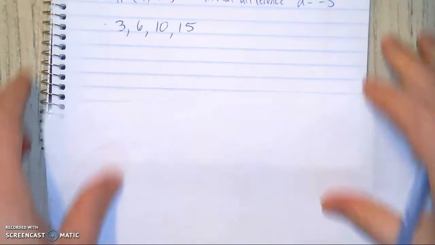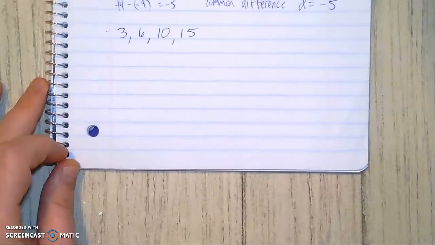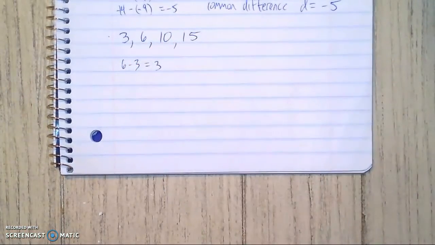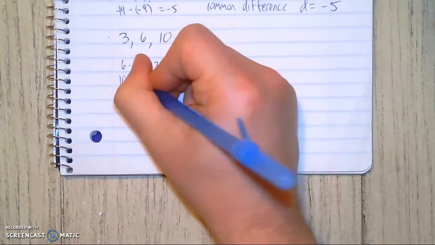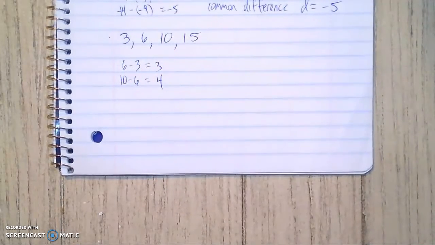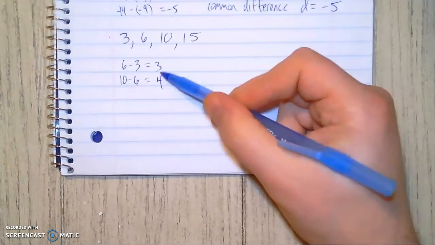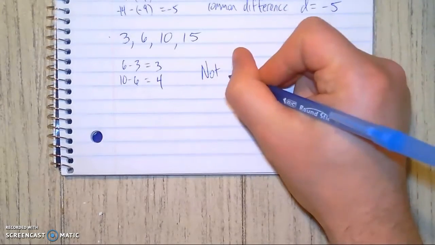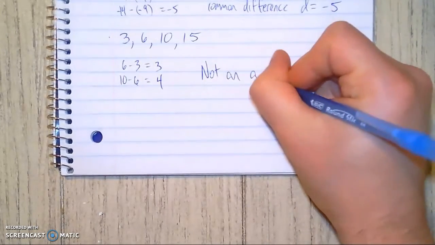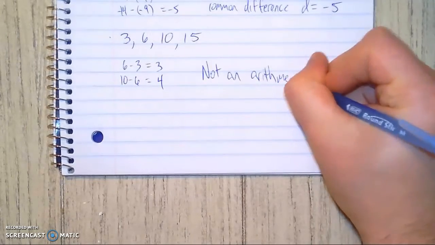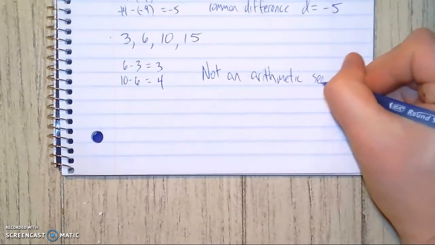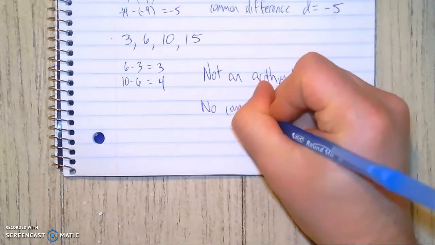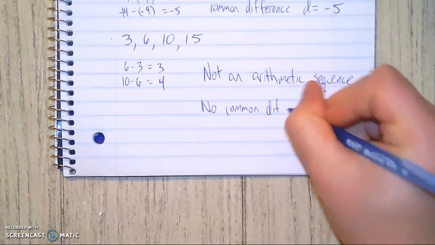And last problem. This time, 3, 6, 10, 15. Well, I do 6 minus 3. That was a difference of 3, up by 3. And of course, 10 minus 6, difference of 4, up by 4. I can even stop right there because once they're different from each other, it's not a common difference anymore. That means this is not an arithmetic sequence. There is no common difference.